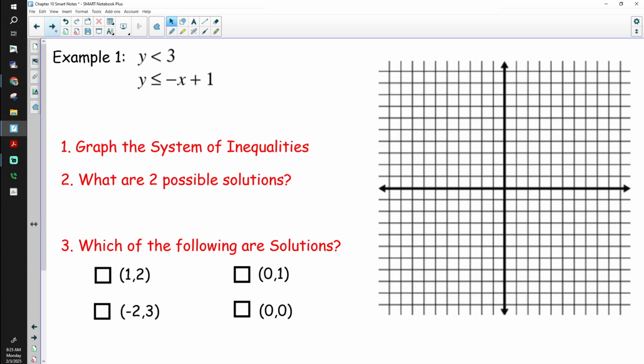Okay, we are going to graph example 1. Pull up Desmos, and here we're about to do it.